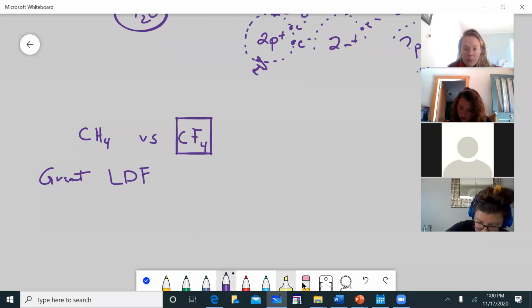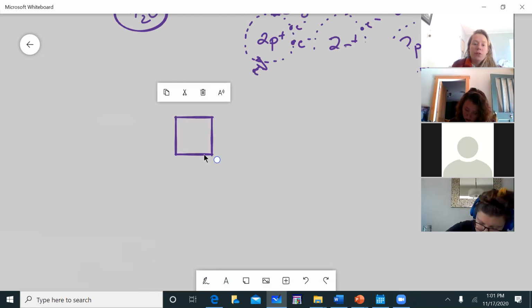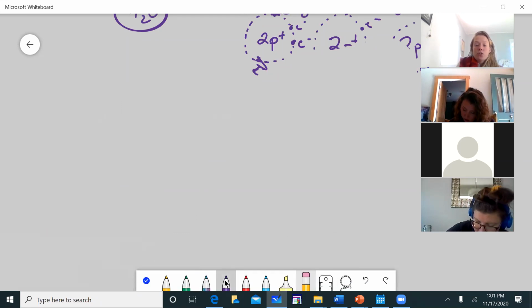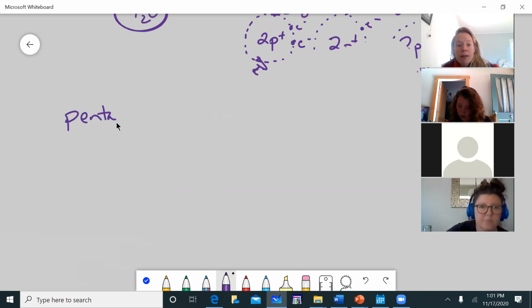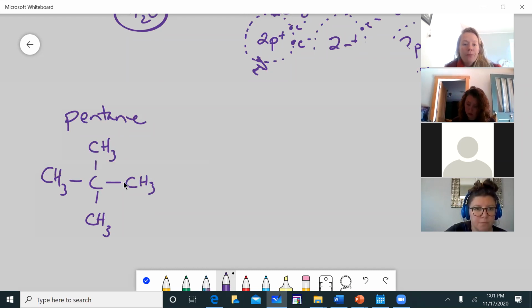If we have 1, 2, 3, 4, 5, we've got pentane. I don't expect you all to know the structure for pentane, but if I were to give you each of the structures, you would be able to tell me which one has a stronger London dispersion force. Pentane can be written in a couple different ways, pent meaning 5, ane meaning they're all single bonded. One way is to have carbon in the center and then CH3, CH3, CH3, CH3. So I've got 5 carbons. The formula for this is C5H12.